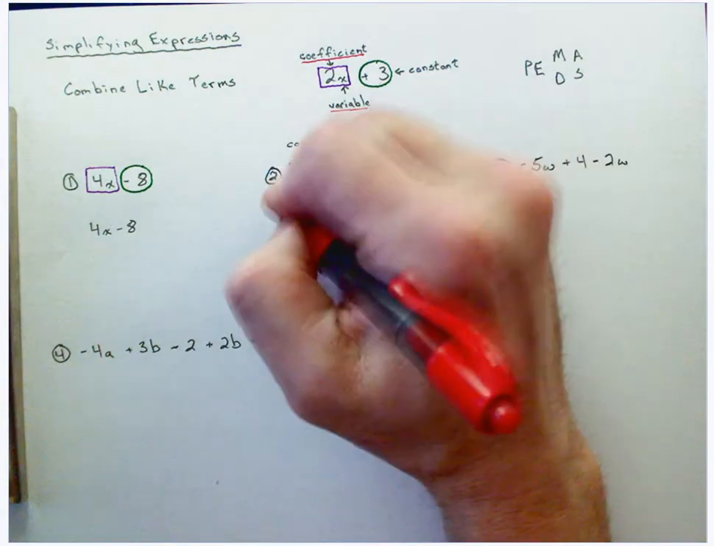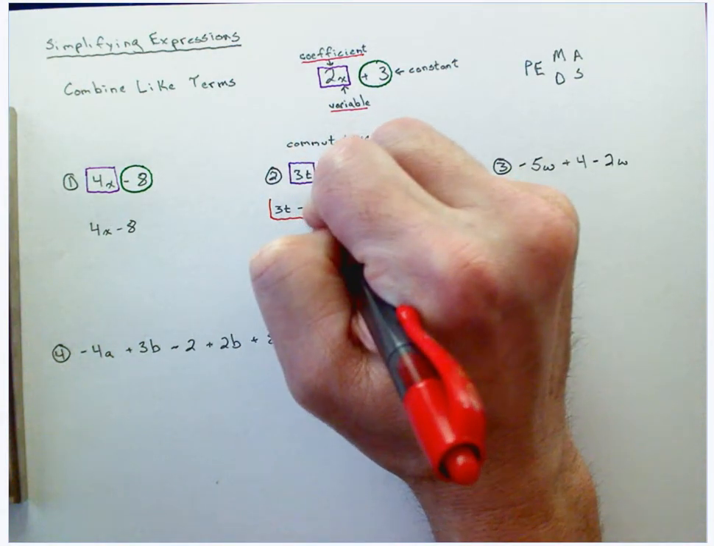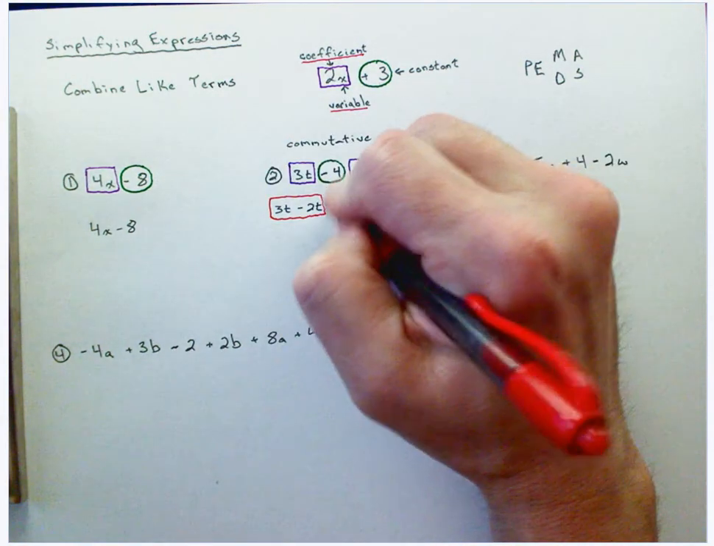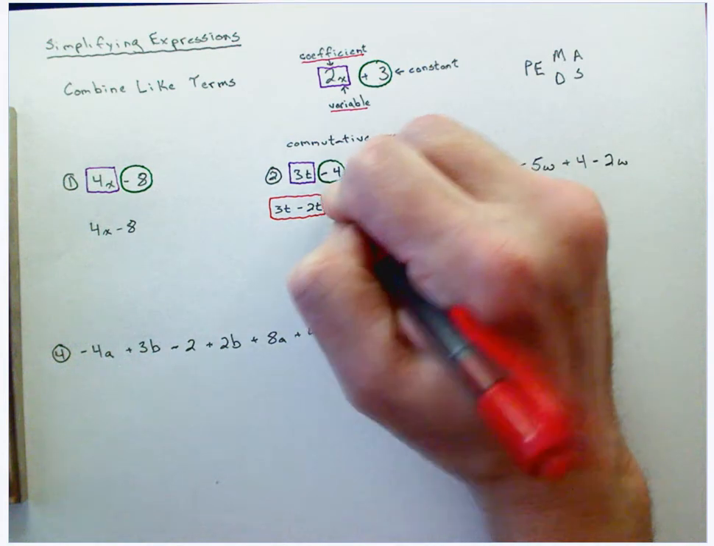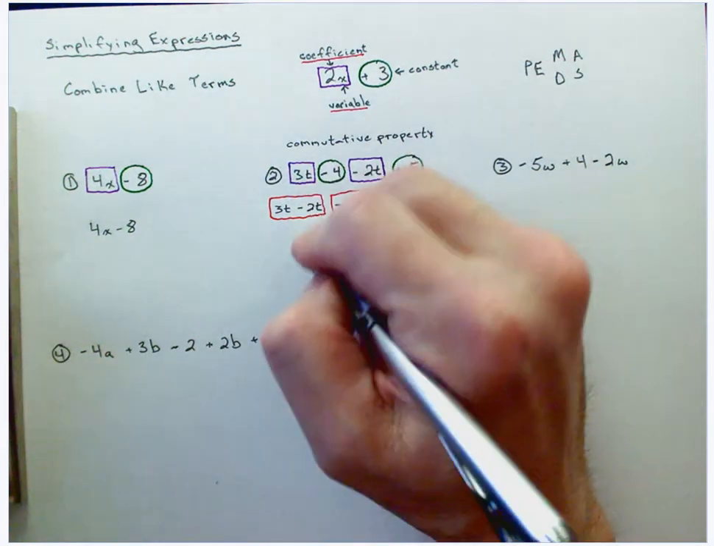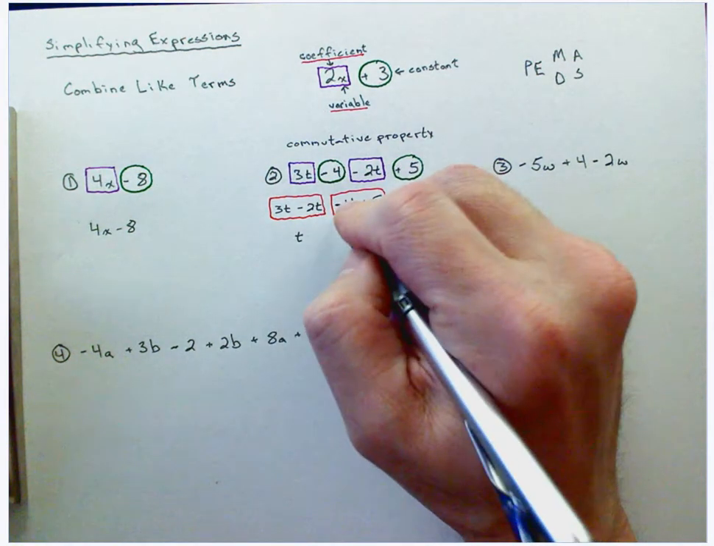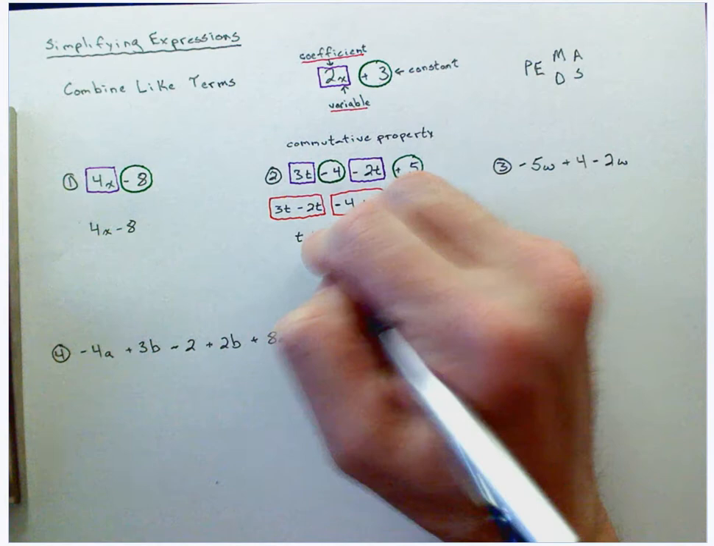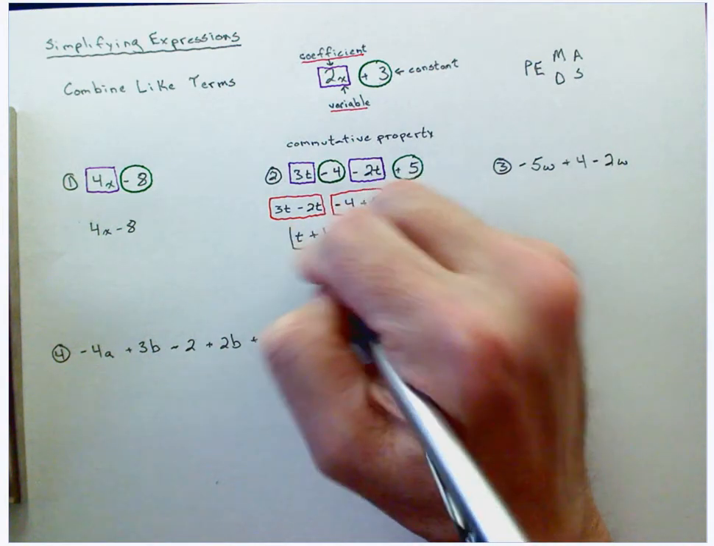And what I end up with having are two separate problems. I have this one and this one, and I will combine those like terms now. 3t minus 2t is simply t. A negative 4 plus 5 is 1. T plus 1.